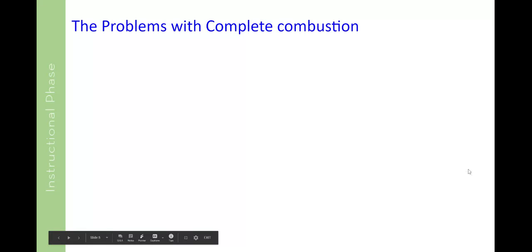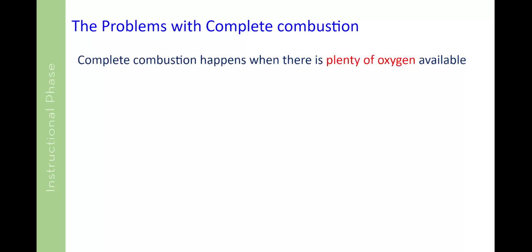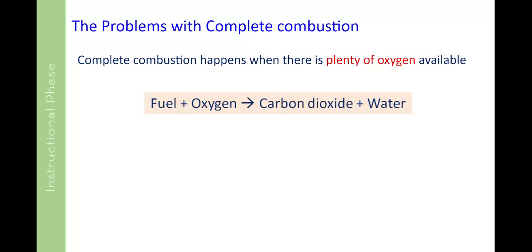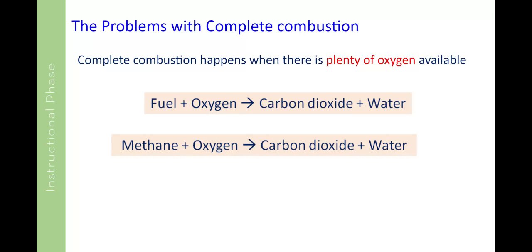Okay, so the whole lesson is about the problems of combustion. So let's firstly look at the problems with complete combustion. Now, we know that complete combustion happens when there's plenty of oxygen. We know the general word equation for combustion. We know that all we do is change the name of the fuel. So we're going to use methane gas. So methane plus oxygen makes carbon dioxide and water during complete combustion.